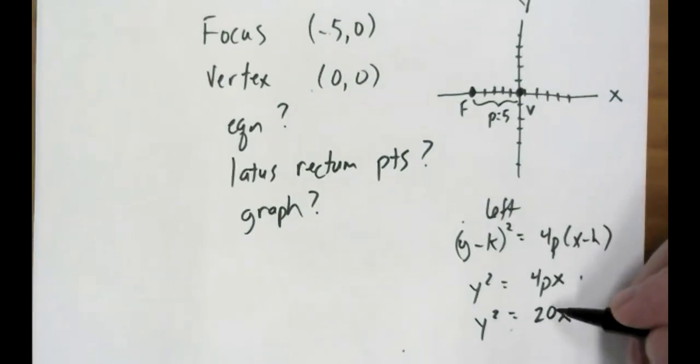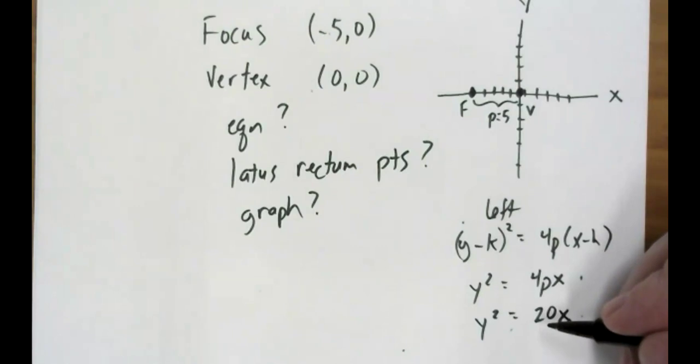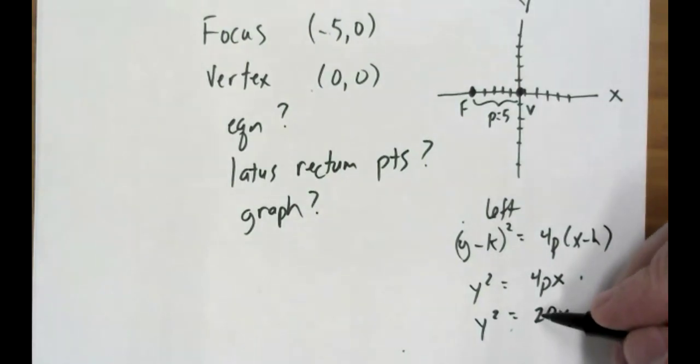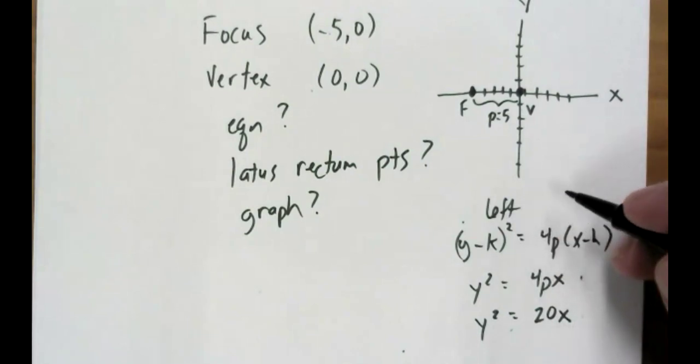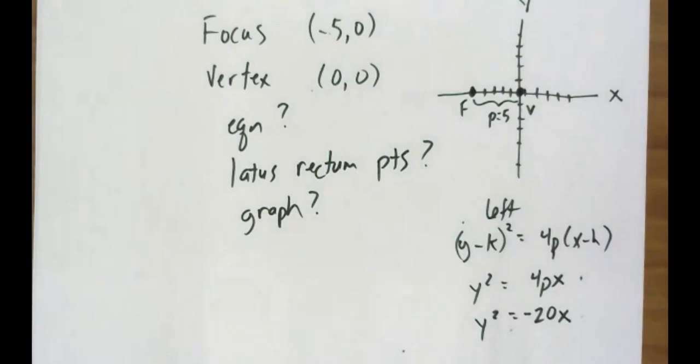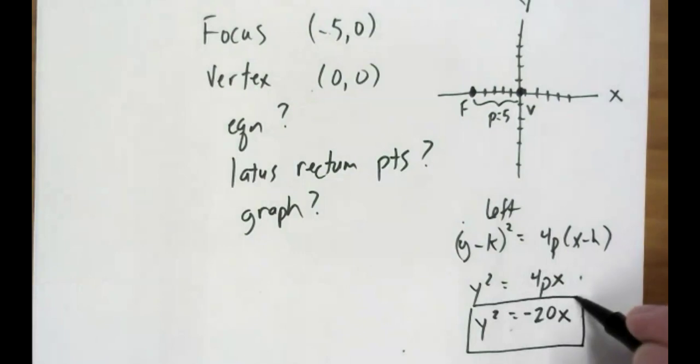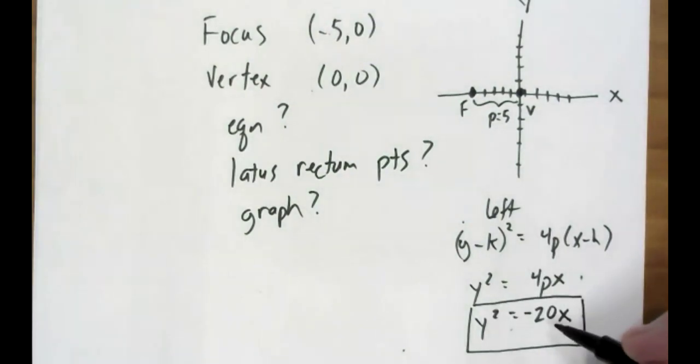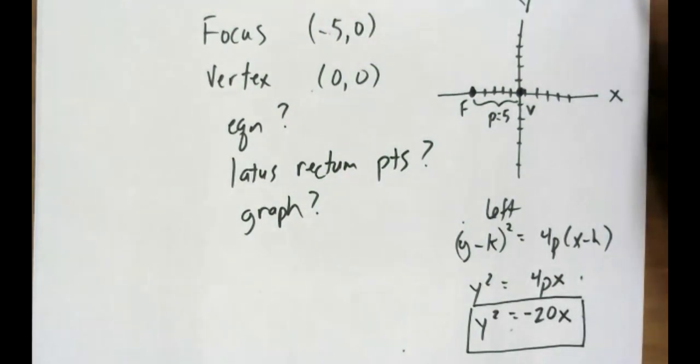Now, once you do this, then you have to make sure whether this should be positive or negative. Since this opens to the left, parabolas that open to the left have to be negative. So this should be the equation. In a few minutes, we will type it back into the problem online. And hopefully that should be correct.